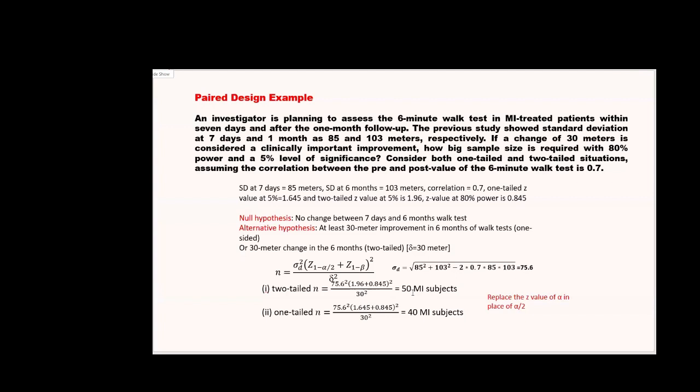So you will need 50 MI patients to prove that there is a 30-meter change for the two tail. And for the one tail, you need 40 MI subjects. So there is a difference of 10 MI subjects between the one tail and the two tail. So you have to take care whether you are going for the one tail or the two tail. So this is about the sample size calculation for pre and post for one group.